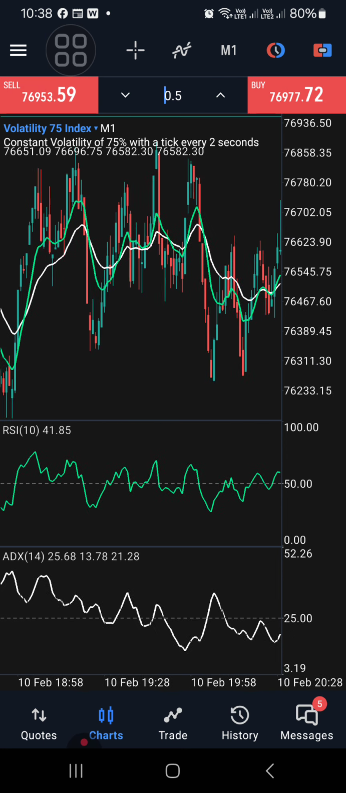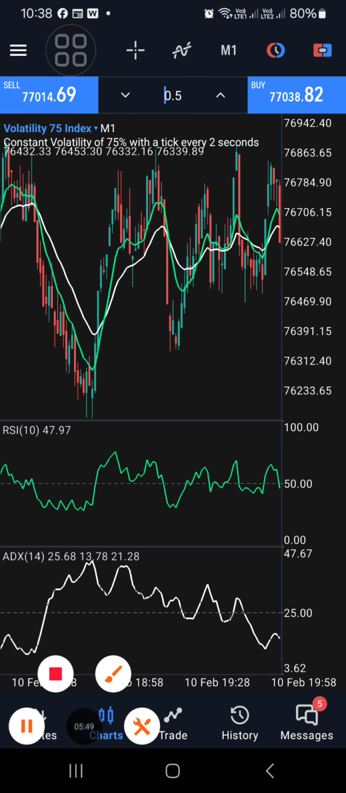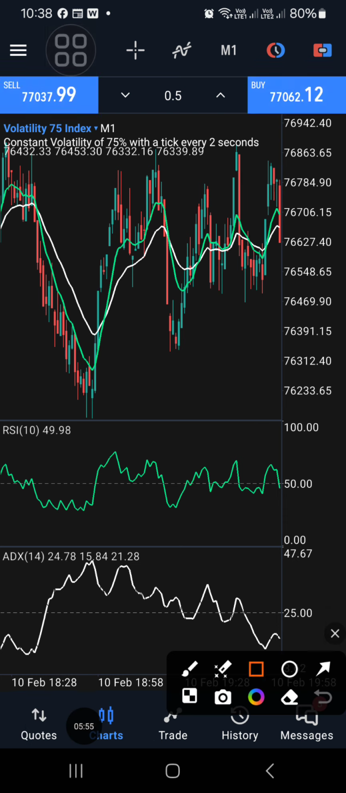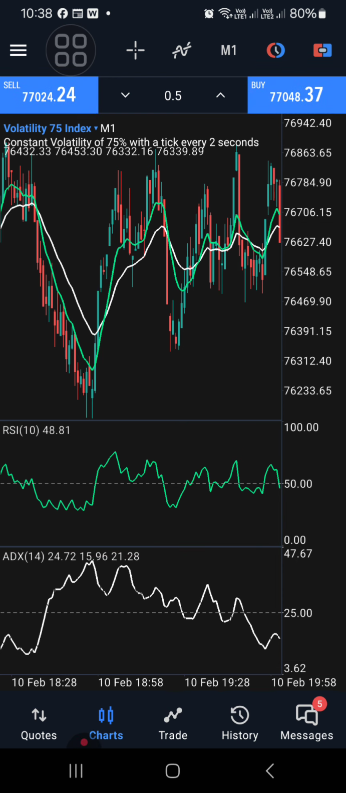Okay, then we also need to get signals that align with the trend. So for the trend, we added the RSI. The RSI is to give us the trend. Are we in a bullish or bearish trend, basically? So we use the RSI level 50.